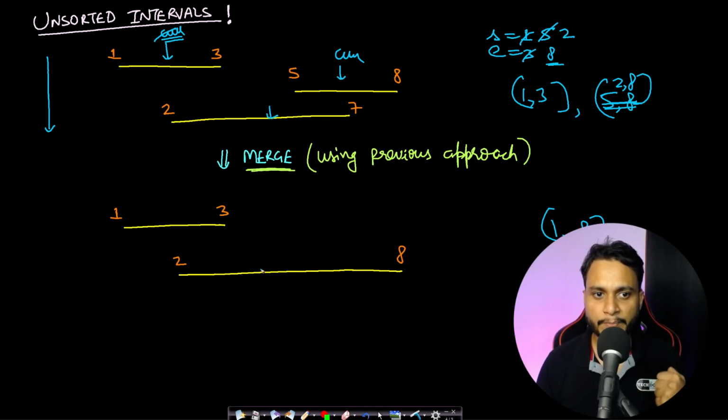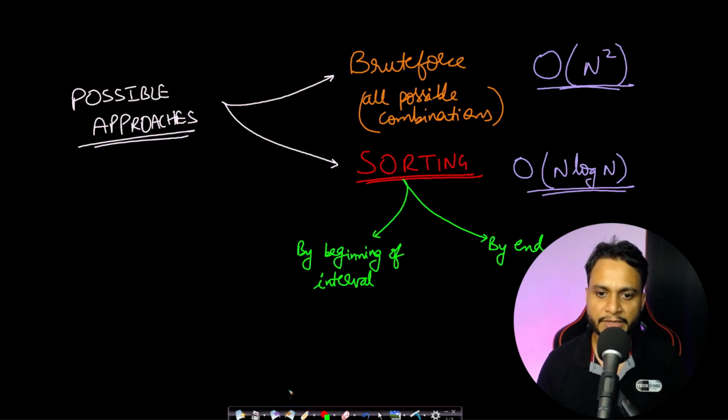So we know that approach 1 alone cannot solve the problem of merge interval. So we have to come up with something else. Now the possible correct approaches for the previous problem is, one thing we can do is brute force, which is creating all possible combinations and getting the result.